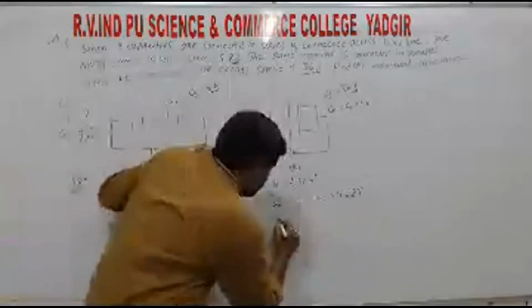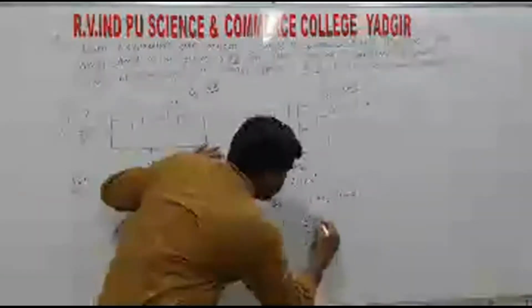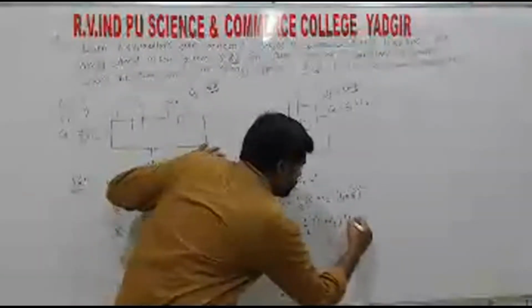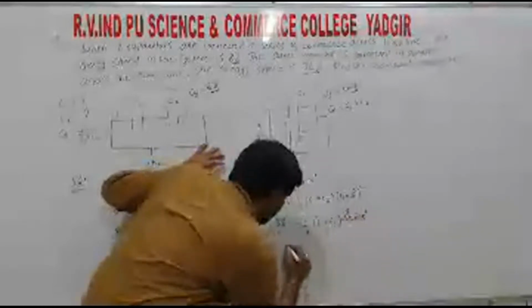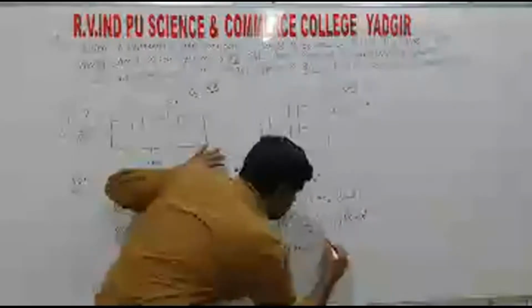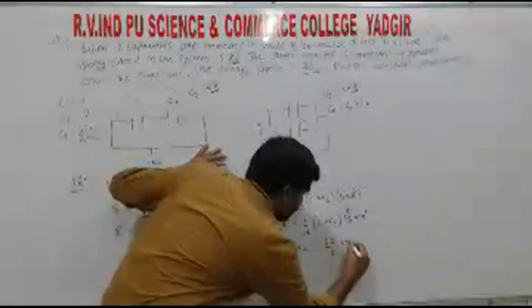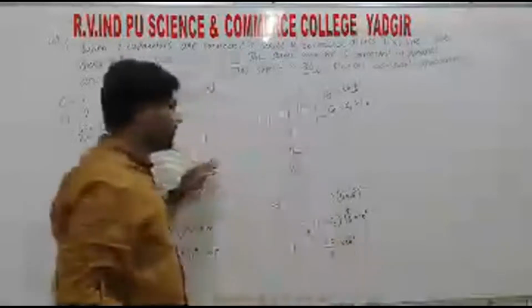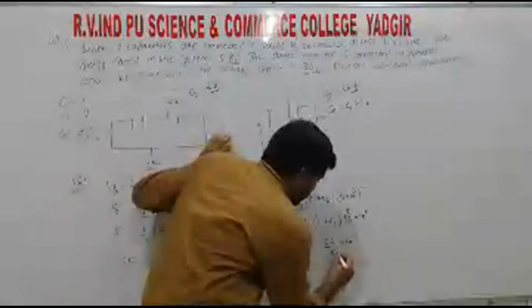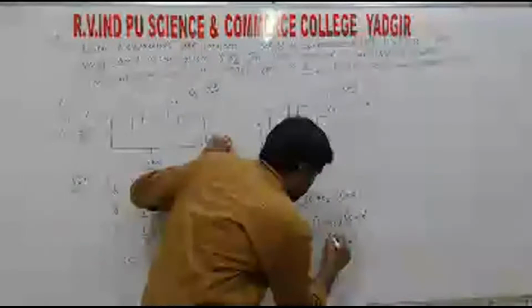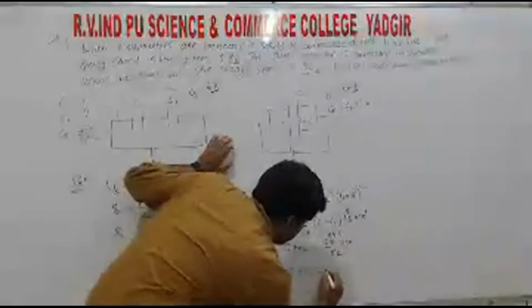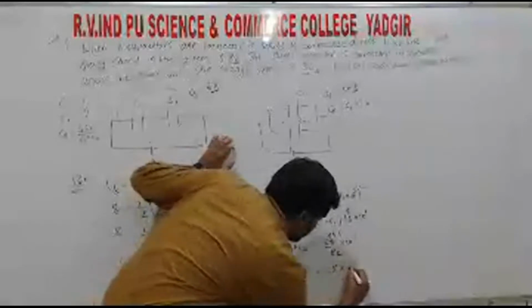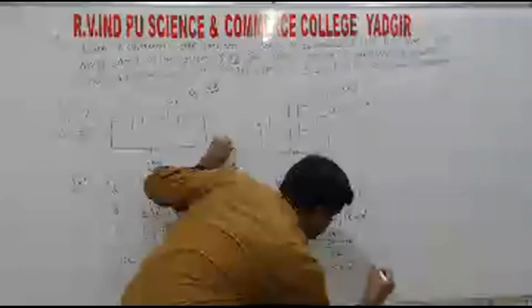So 36 is equal to 1 by 2 into (C1 plus C2), 16 into 10 to the power of 6. So 2 8s are 16, right? So C1 plus C2 is equal to 36 by 8 into 10 to the power of minus 6, right? So here 4 2s are 8, 4 9s are 36. So 4.5. C1 plus C2 is equal to 4.5 into 10 to the power of minus 6. So calling this one the second equation, right?